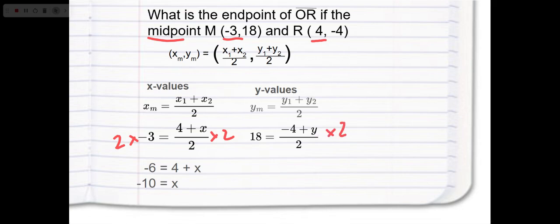I'm going to multiply both sides by 2. So it cancels out, right? Just like it did over here, it canceled out. And so I get 36 equals negative 4 plus y. To solve for y, I need to get rid of this negative 4. So I'm going to add 4 to both sides. And I get 40 equals y. Okay, we're almost done.